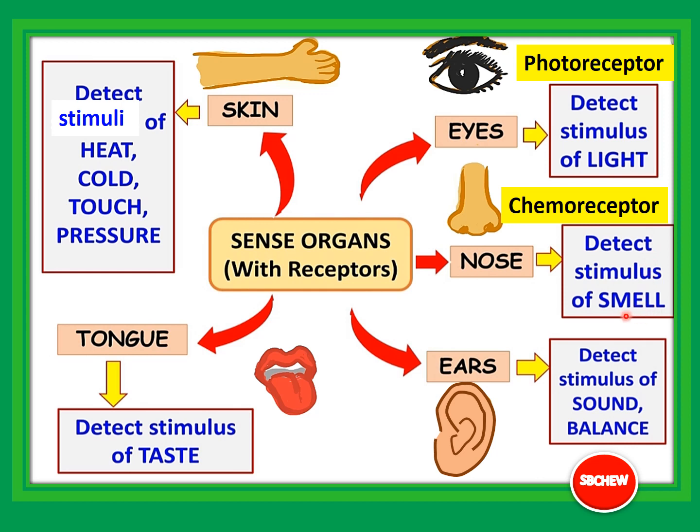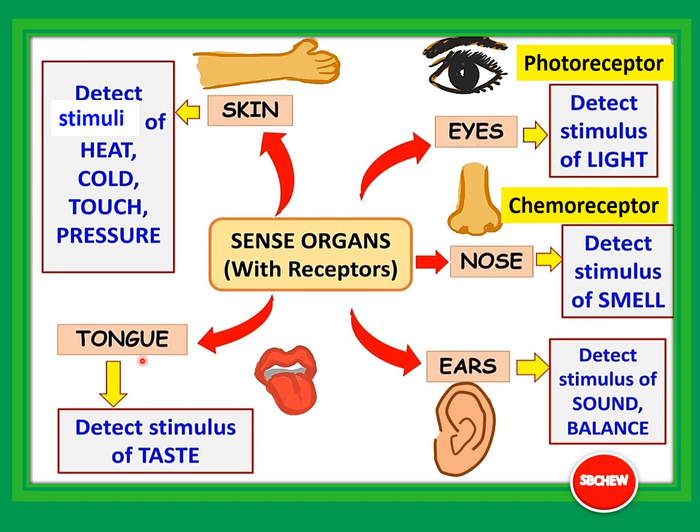Ears are able to detect the stimulus of sound and balance. We do not need to know the names of all the receptors, all right? So I just give you a few specific names. But for ears, we just say that it has the sound receptor to detect the stimulus of sound. And it also has receptors to detect the balance of the body.